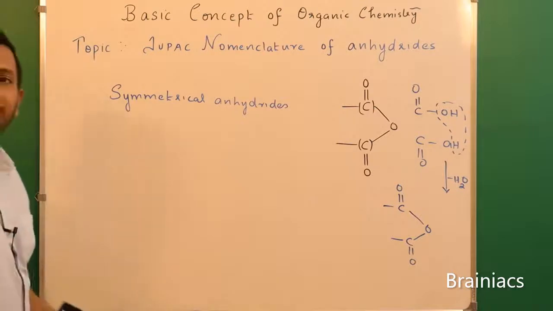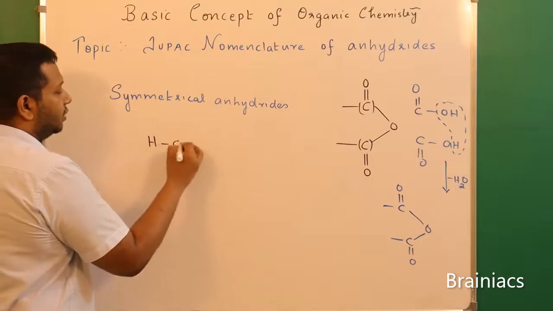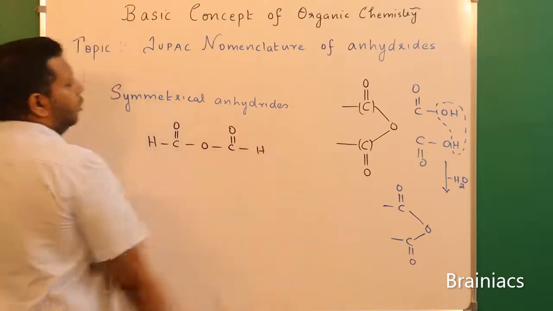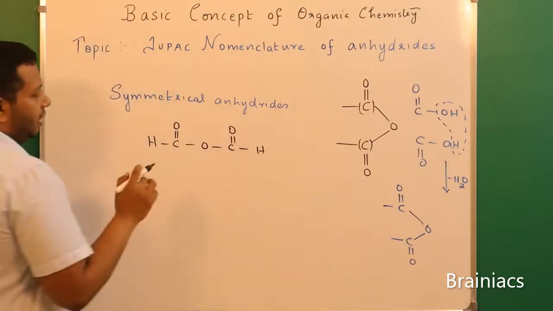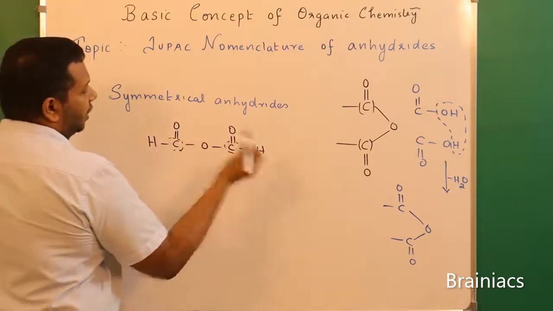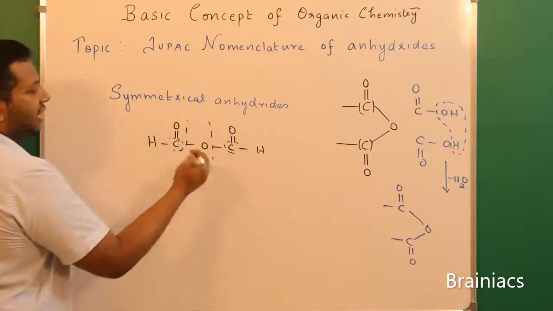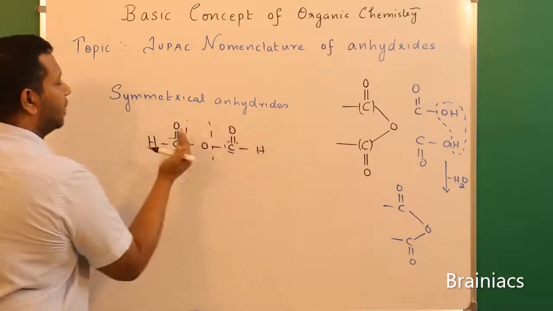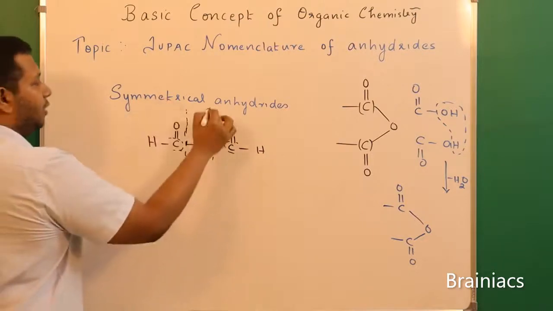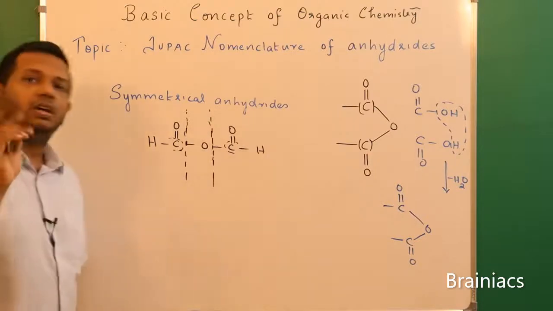Let's see some examples of symmetrical anhydride. Maybe I will start with this one: H C double bond O, O C double bond O H. How will you name this compound? The basic way is to identify the number of carbon atoms. Here you can see one carbon atom here and another one carbon atom here. Symmetrical means the part after this oxygen atom should be the same as the part before this oxygen atom. If I look at this part and this part, both should be the same. In that case, we use the term only one time.